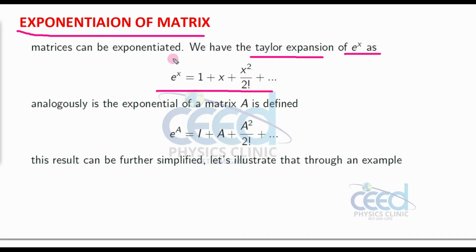Using this expansion series of e raised to x, I can represent for a matrix A, e raised to A, where A is a matrix. Instead of x, I have the matrix A here, so I can write I plus A plus A square by 2 factorial plus A cube by 3 factorial plus etc., where I is the identity matrix of the same order as this matrix. This we can simplify.